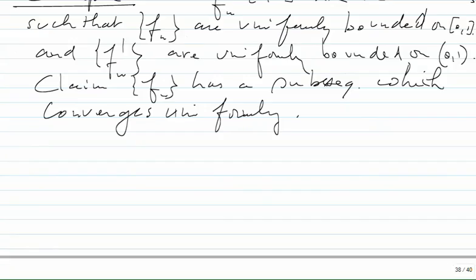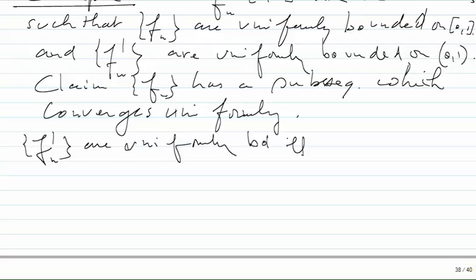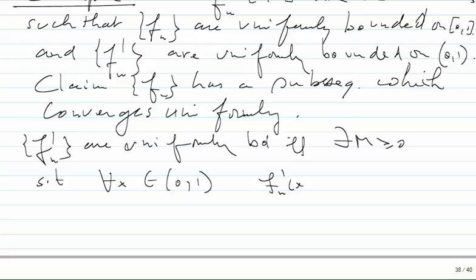Okay? So first of all, note that, what does that mean? First of all, what does it mean for the sequence F'_n to be uniformly bounded? Okay, so F'_n are uniformly bounded if and only if there exists a positive constant M such that for every x inside [0, 1], the absolute value of F'_n(x) is less than M.